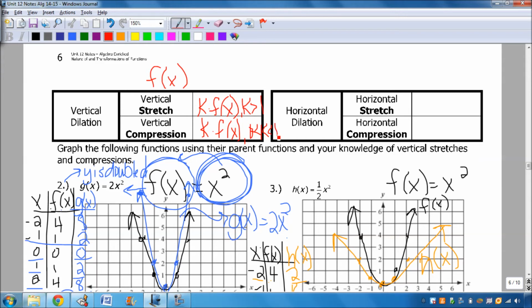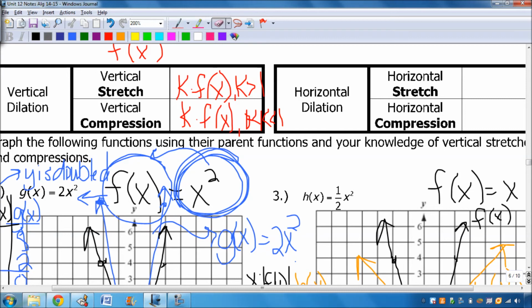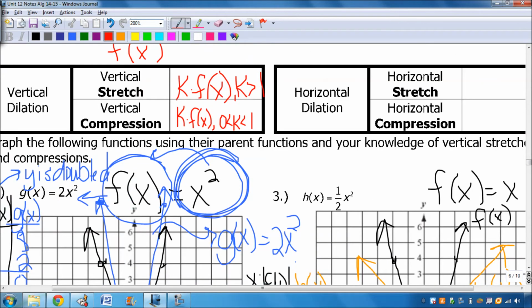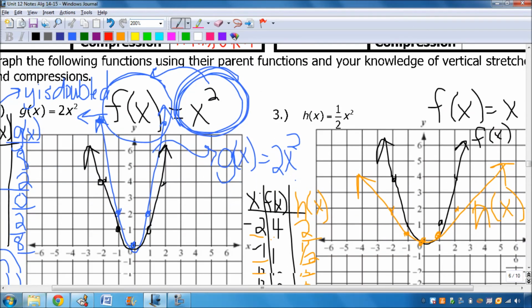And then if it's a compression, it's k times f of x, but the k value is between 1 and 0. So I'm going to zoom in on this a little bit better, and I'm going to write it a little bit more legibly so you can write this properly. So this one right here is k times f of x, where k is between 0 and 1. All right, we'll bring this back to 200% so you can see it a little bit better. The horizontal dilation we're going to talk about in the next video.